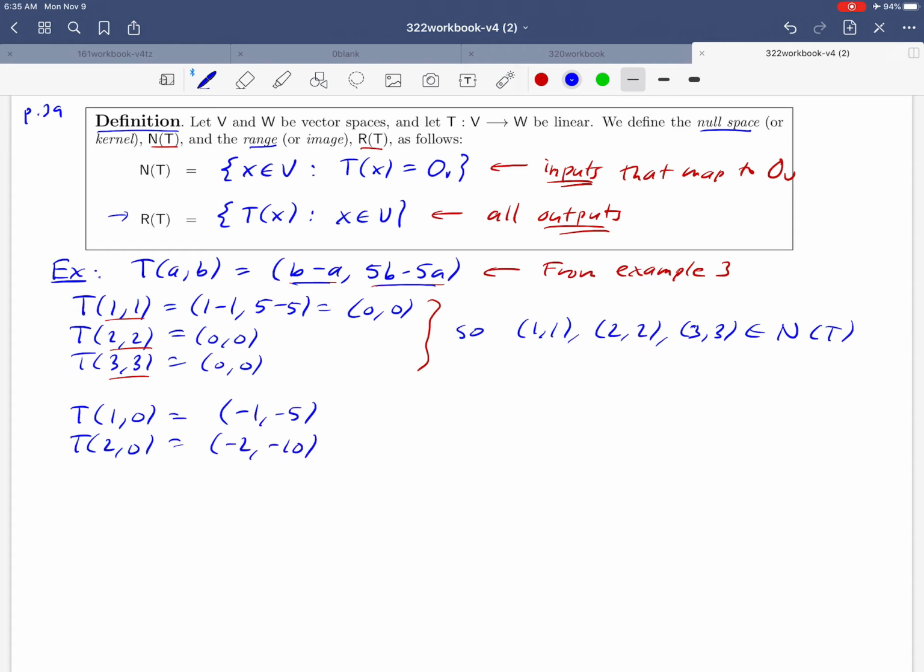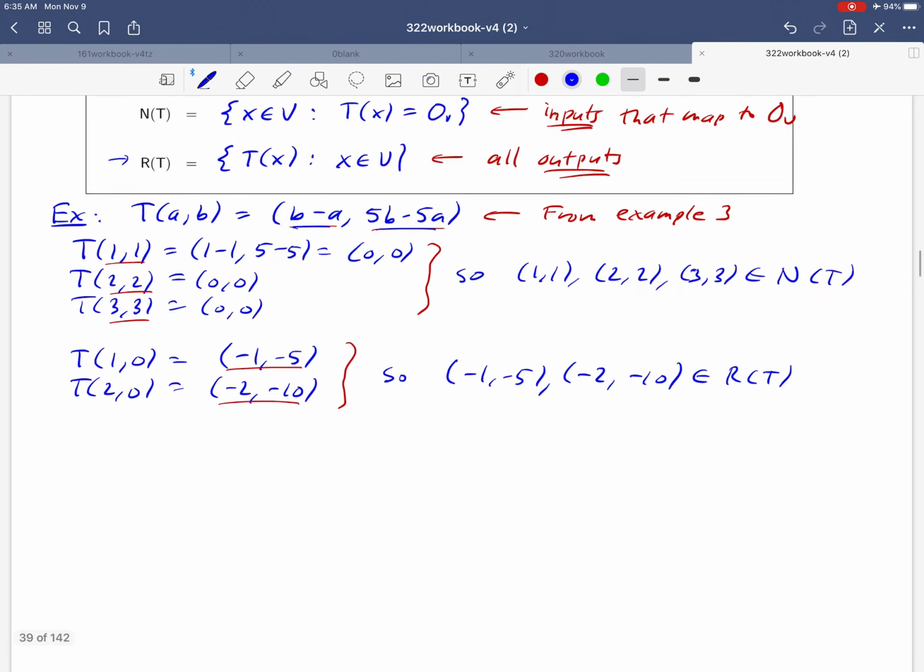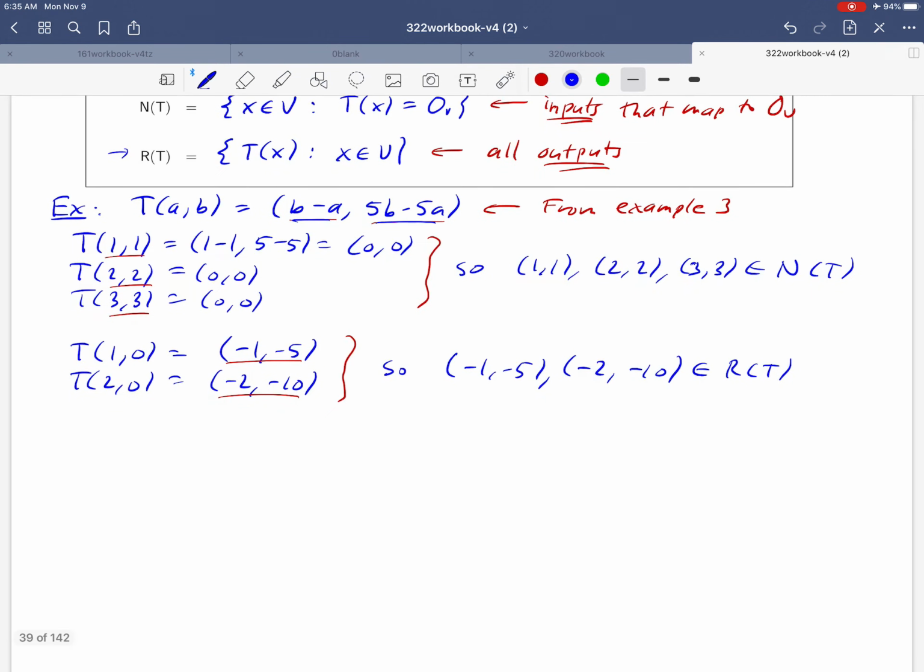Negative 2, negative 10. We could do other things, but the point is, any output that we get is something that's in the range. We could look at those two calculations that we just did and make the observation that those two outputs, negative 1, negative 5, and negative 2, negative 10, are in the range. Those are just a few examples. There are obviously a lot of other things that are in the range as well.